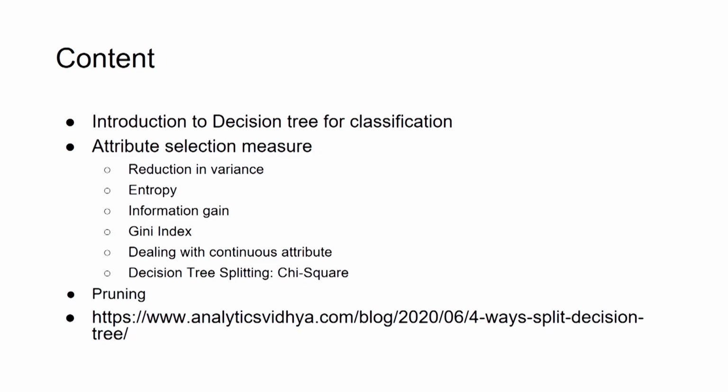In the next lecture, we will see how we deal with continuous attributes, and there is another attribute selection measure, that is chi-square measure. So, how chi-square is used for splitting the node, and then what is the pruning and why it is required. So, all these together will form the decision tree for classification.